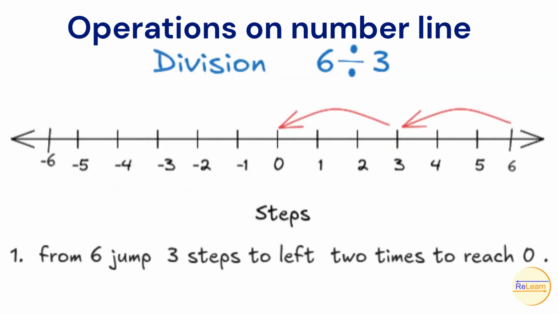Division: jump left by the divisor steps until you reach 0. For example, 6 divided by 3. Start at 6 and jump 3 steps left until you reach 0. The number of jumps is the quotient.